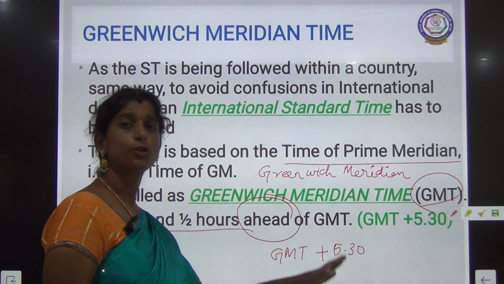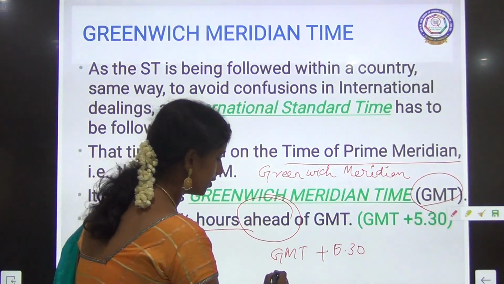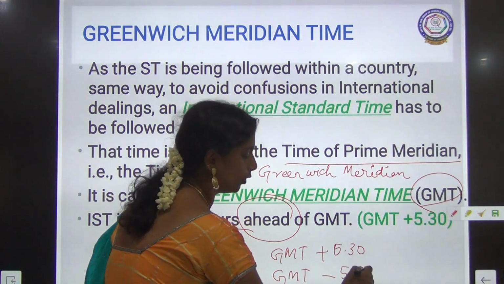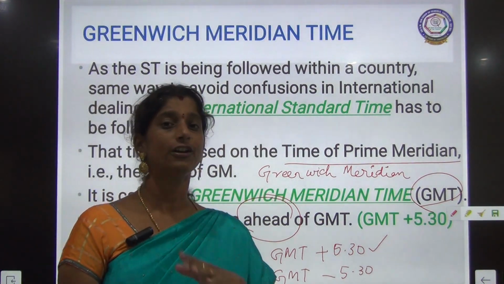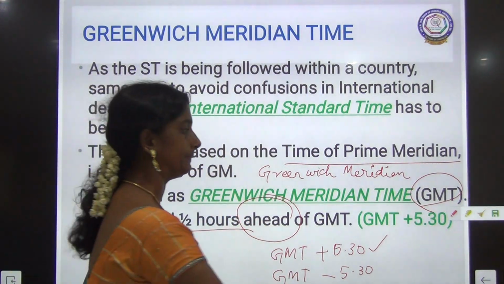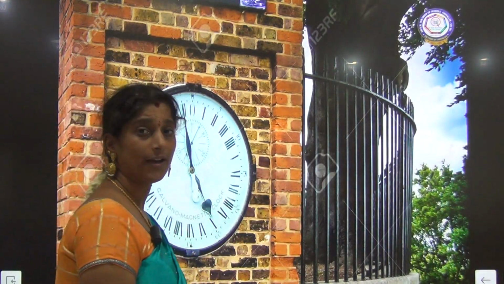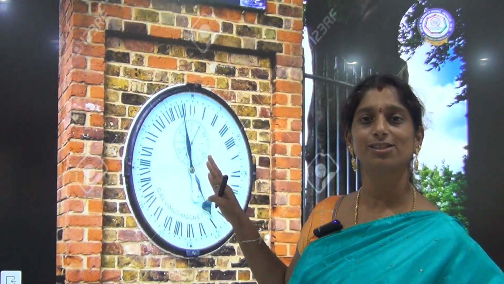So if it is going to be 5.5 hours behind for some other country, then it will be mentioned as GMT minus 5.30. For India it is GMT plus 5.30. It differs from place to place. Clear? As we have seen the Greenwich Meridian line yesterday, the same way, this is the clock which is there in Greenwich, okay? So this is the standard time of Greenwich, and based on this, we calculate our time. Clear?